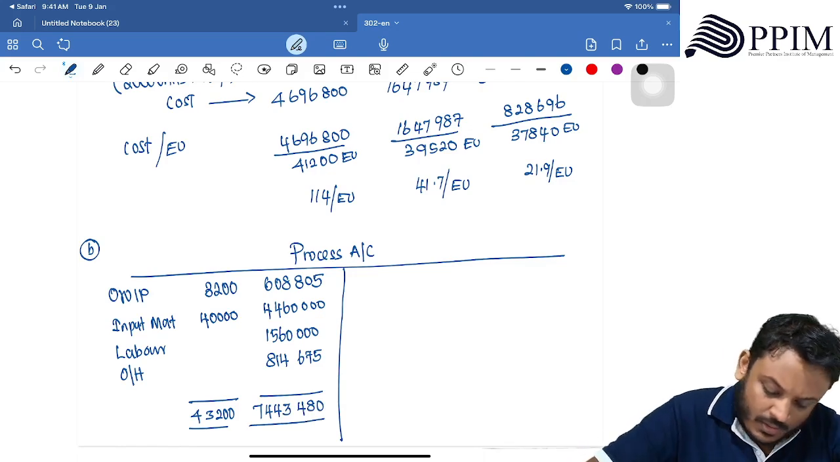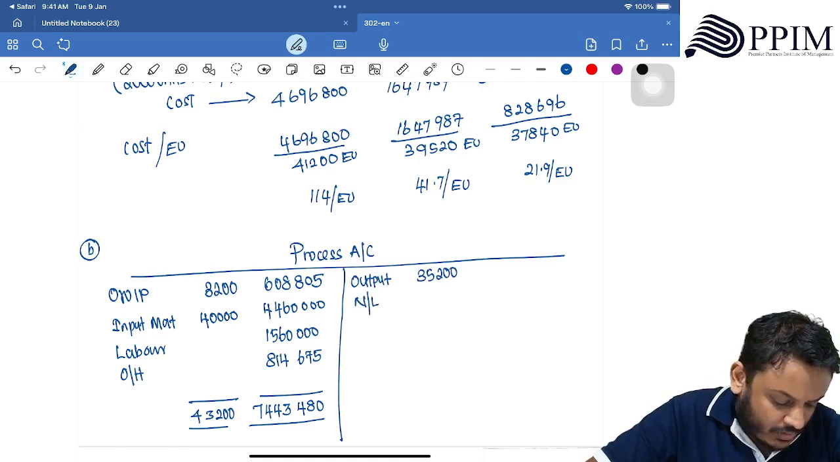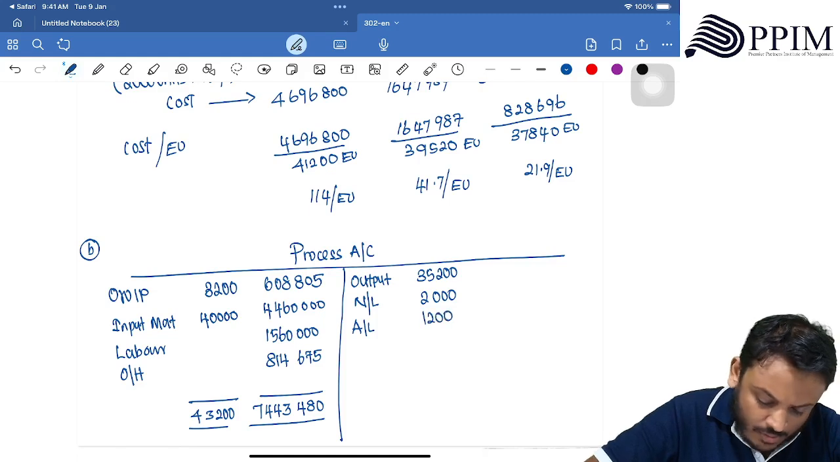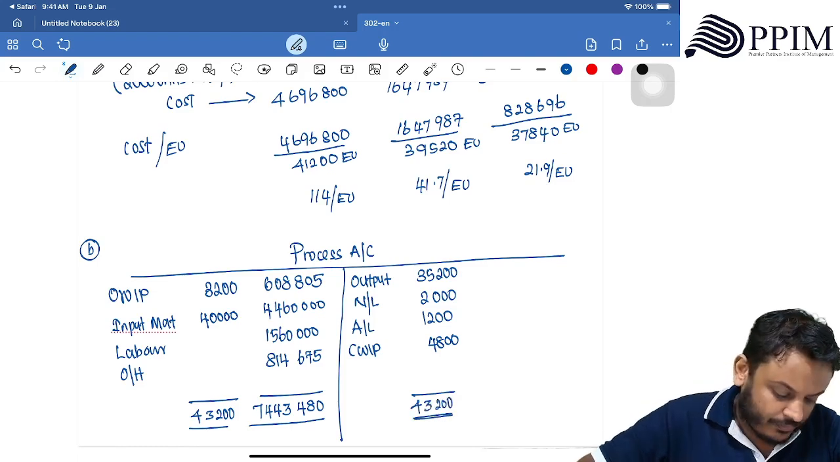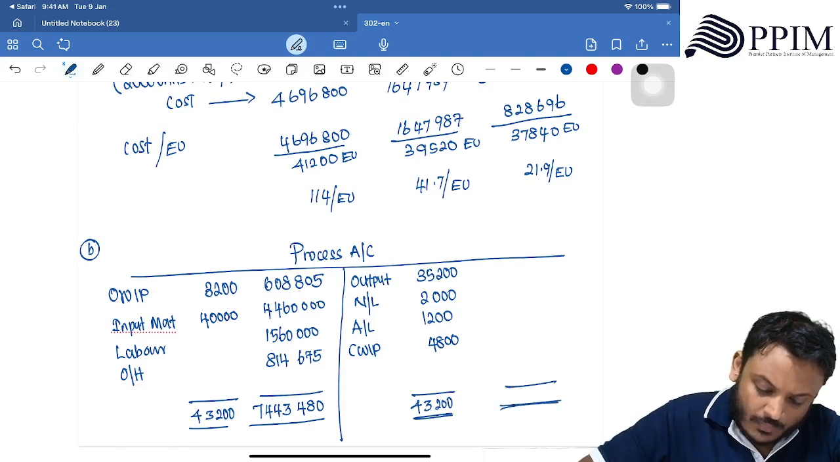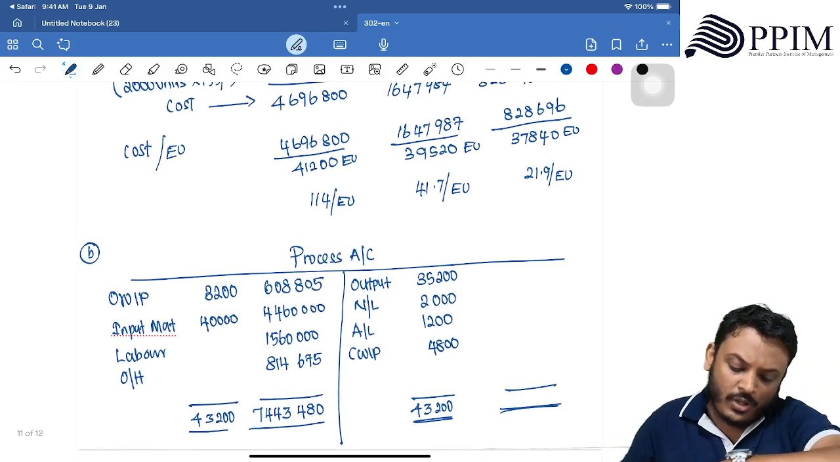Now students, output they said 35,200. Normal loss: 40,000, 5% is 2,000. Abnormal loss we calculated 1,200. Closing work in progress 4,800. So 43,200. Now the values we need to find out. See, 35,200.